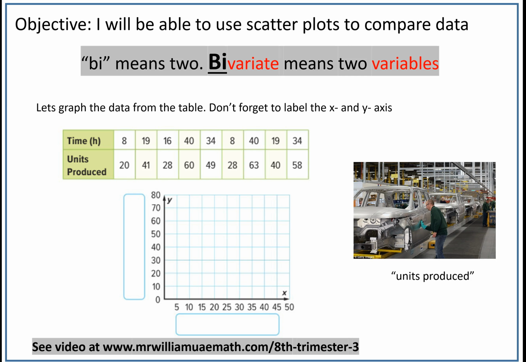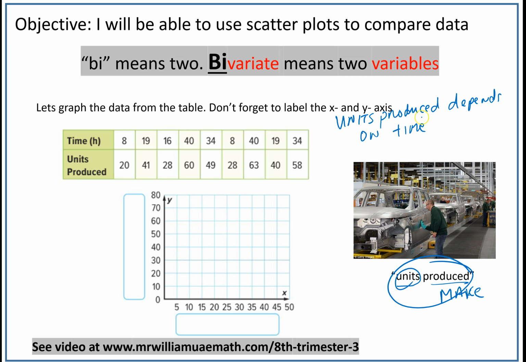Let's graph this one. The units produced. So unit is just something. It could be cars, it could be pencils, it could be erasers, it could be pens. Produced is what you make. Okay. So units produced have cars here. And my units produced depends on time. So that's my Y and that's my X. So time or hours. And I'm going to write it this way. Units produced.